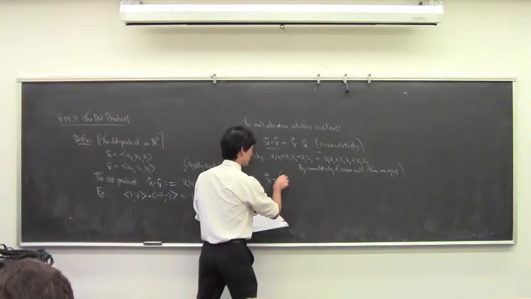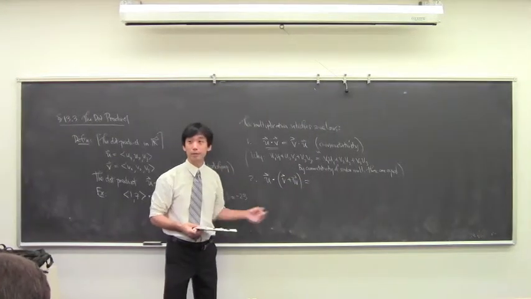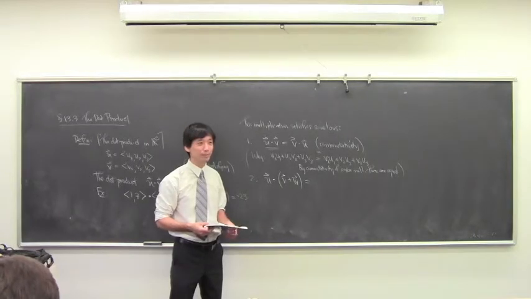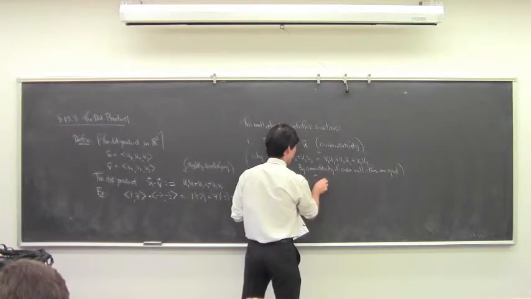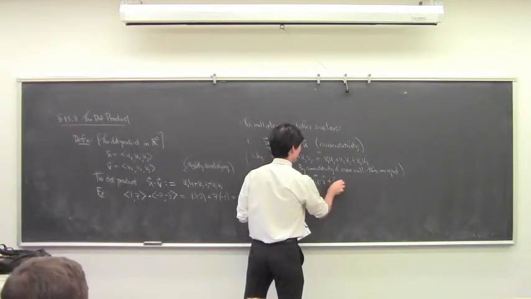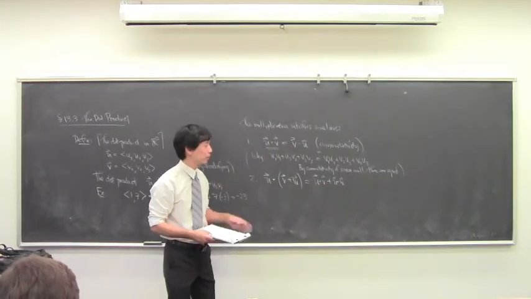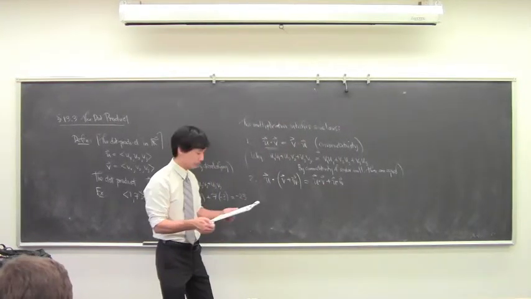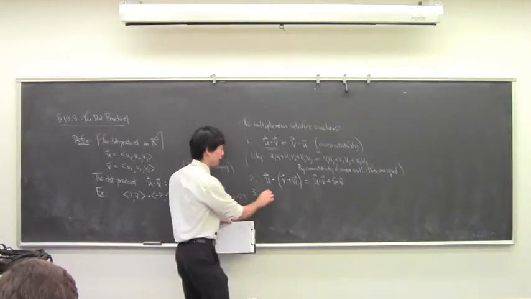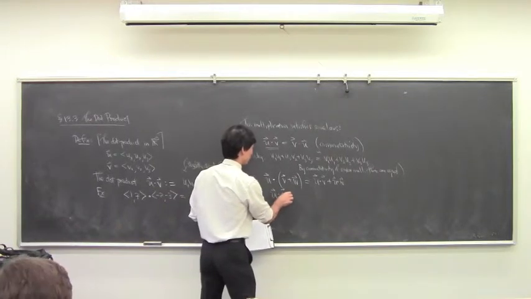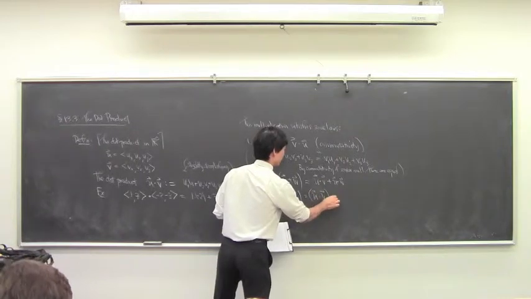Next, if I take u dot v plus w, what should I get? Go ahead, Will. u dot v plus u dot w. As you expect, distributivity, we have a distributive law here. And do we have an associative law? Do we have anything like u dot v dot w equals u dot v dot w?